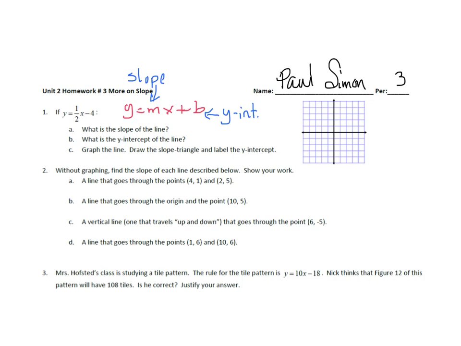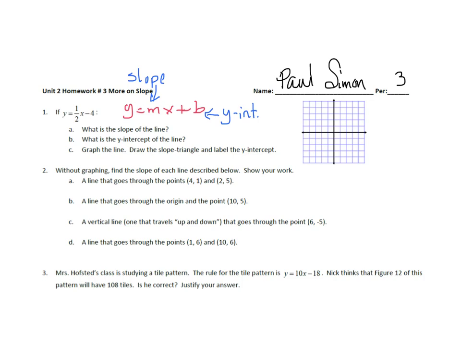Pick those numbers out of the formula they've given you, and you can answer A and B. Using that formula, you can graph the line. The y-intercept, again, is B. It's where the line crosses the y-axis.